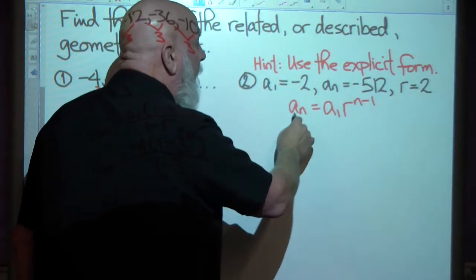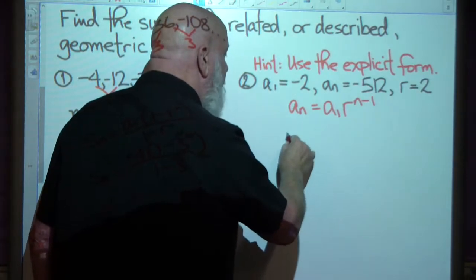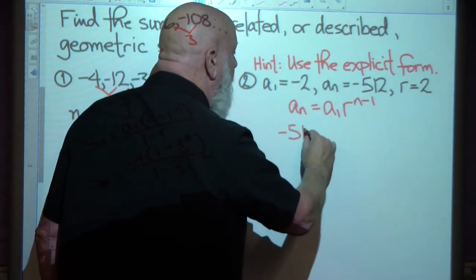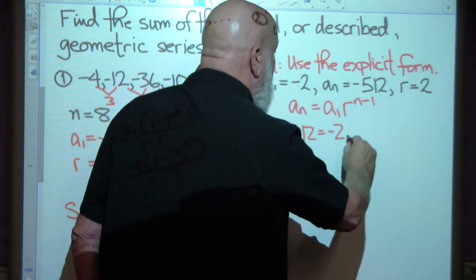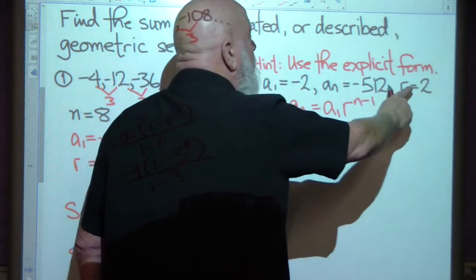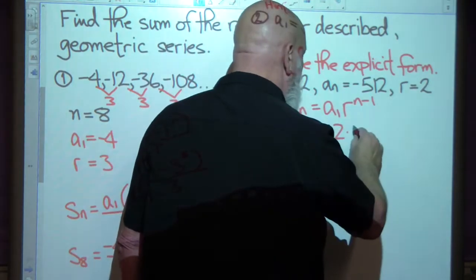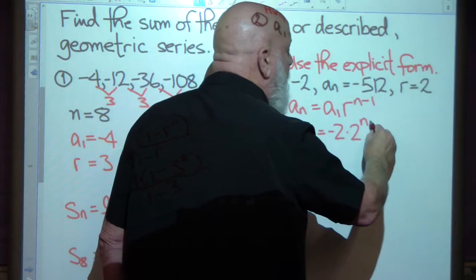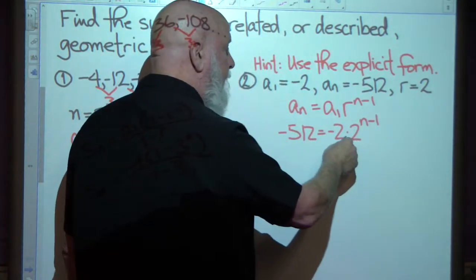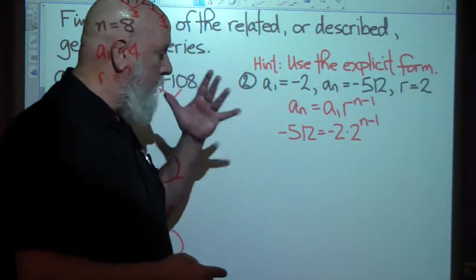So let's see what I have here. a sub n, that's the nth term, is negative 512, is equal to the first term, which they tell us is negative 2, times r, which is, did they give us r? Yes, they did, 2. And we don't know the number of terms, that's n. I'm going to solve this for n. Here's my approach, here's what I'm thinking.